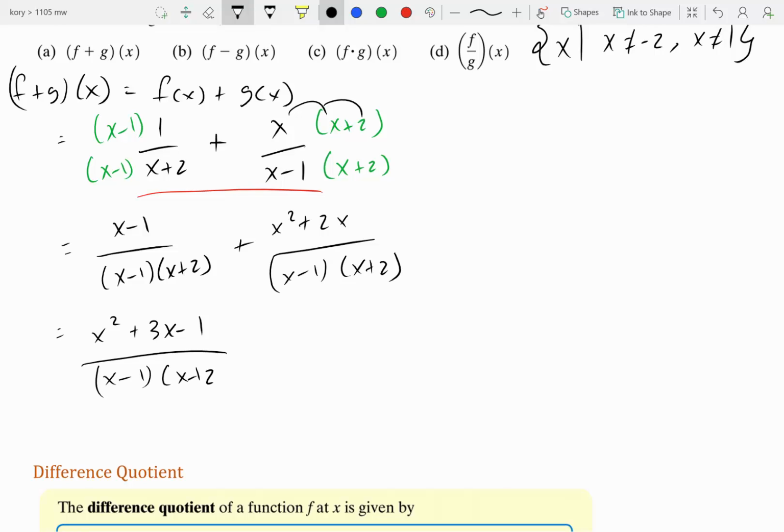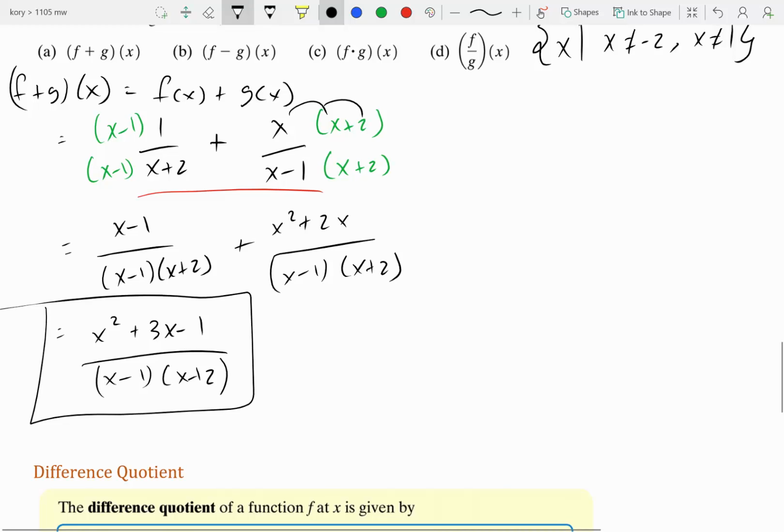When you get to this point, you always need to try and simplify. So you want to try and factor if you can. In this case, we can't factor x squared plus 3x minus 1, so that is the answer to A. Now part B, we want to do the same exact thing, except we're subtracting.